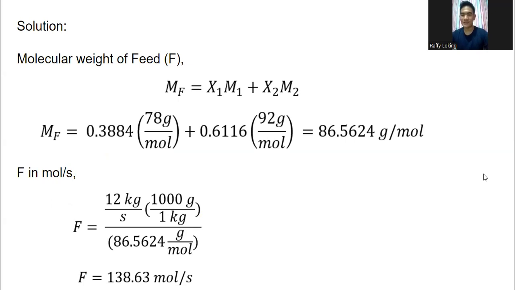For the molecular weight of the feed, we have the formula M sub F is equal to x sub 1 times M sub 1 plus x sub 2 times M sub 2. So the molecular weight of the feed is equal to 0.3884 times the molar mass of benzene plus 0.6116 times the molar mass of toluene, which is equal to 86.5624 grams per mole. For F in moles per second, F is equal to the given mass rate times 1000 grams per kilogram over the molecular weight. So the feed is equal to 138.63 moles per second.